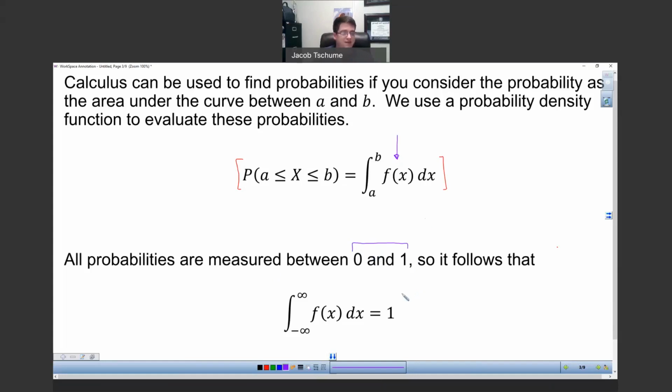So based on that definition, if you were to integrate from negative infinity to infinity of a probability density function, then that is guaranteed to be 1, because if you check the probability from the beginning of time to the end of time, it is guaranteed to happen, and therefore that would give you a value of 1.